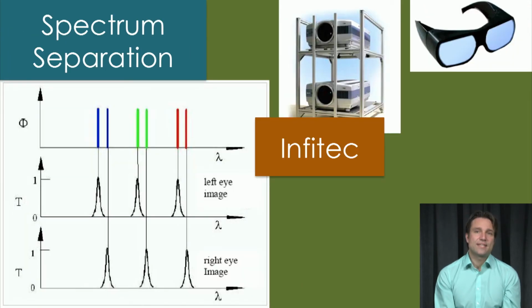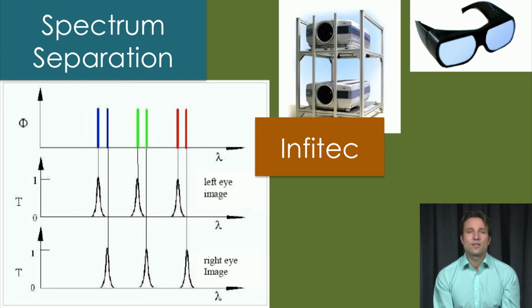Both passive and active stereo suffer from what is called ghosting. This is because the liquid crystals used in active stereo and the polarization filters used in passive stereo don't block out light from the unwanted image completely.